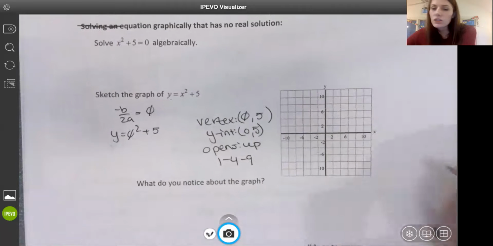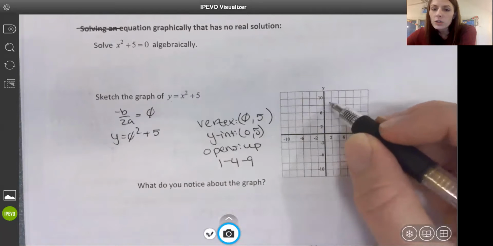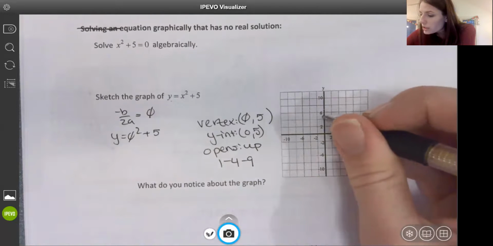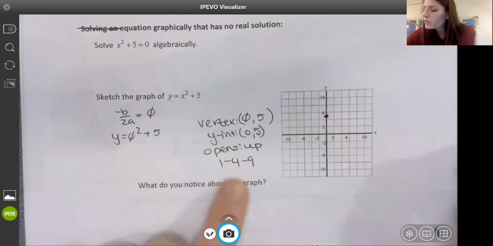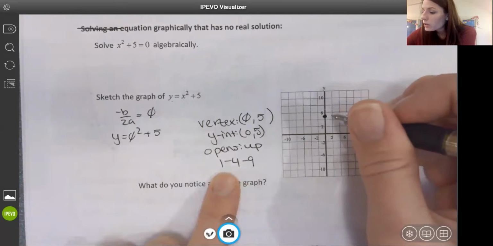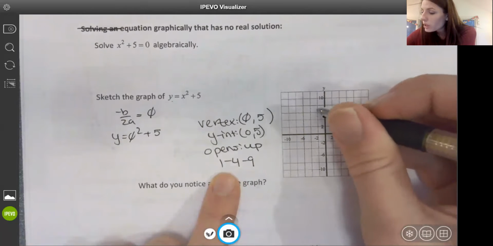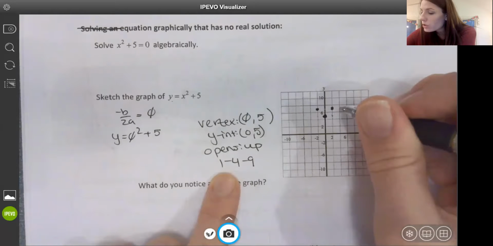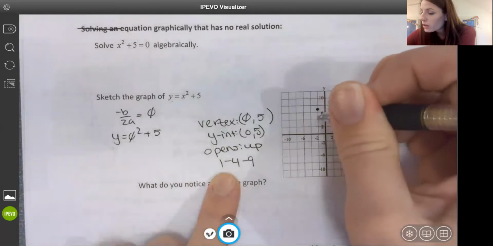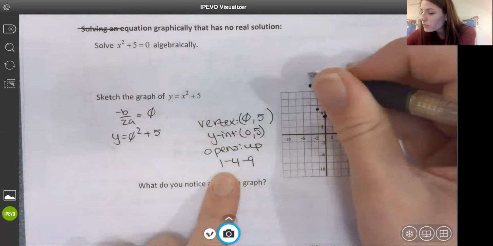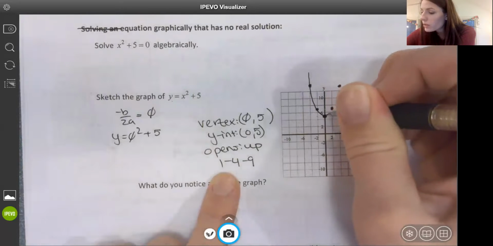Now the scale on this graph is kind of wonky. You see how it's going by 2s? So 0, 5, we're just going to estimate it's right there. And then we know it opens up following the 1, 4, 9 pattern. So over 1, up 1, over 1, up 1, over 2, up 1, 2, 3, estimate maybe here, over 2, up 4. That's the sketch of our graph.